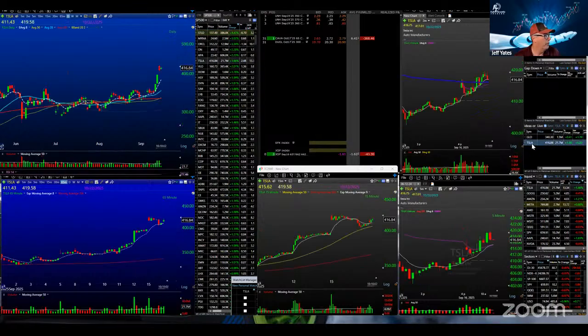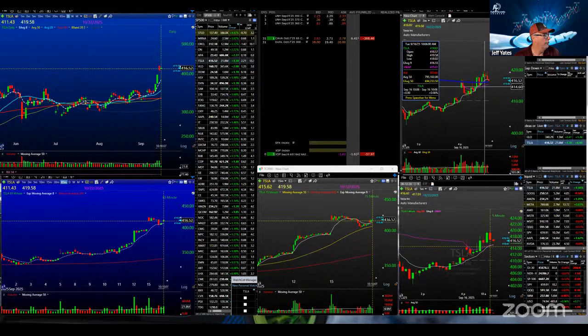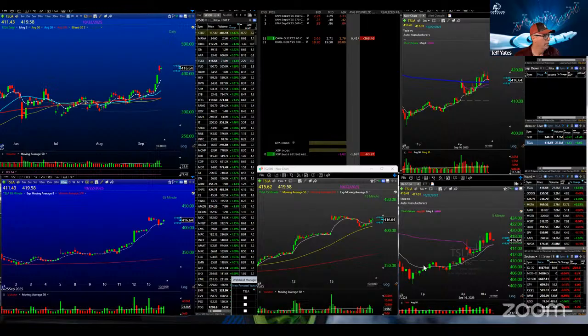Tesla had a pretty good fall here. Doesn't look like much, but that's $3 quick. Market's still kind of sucking some wind down here. That makes sense to me.